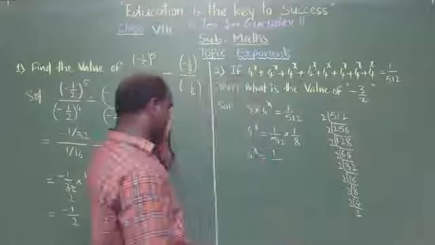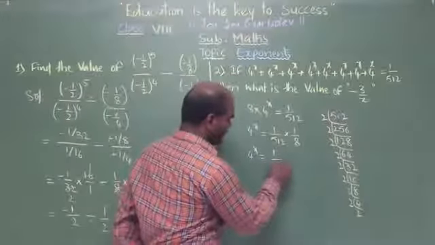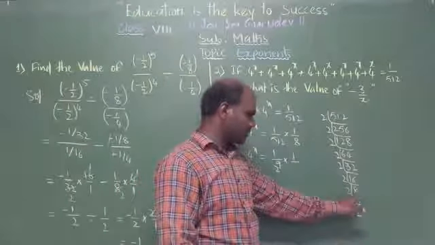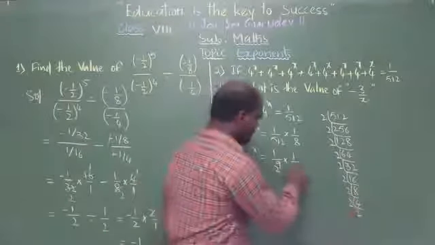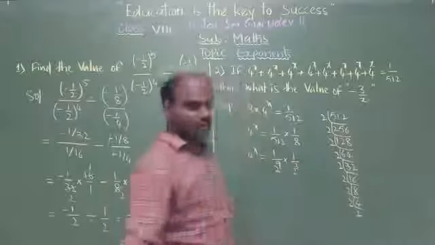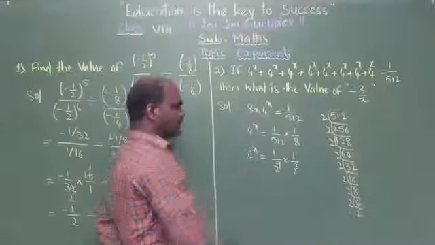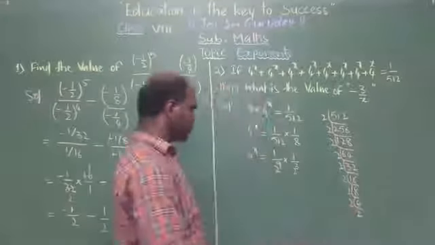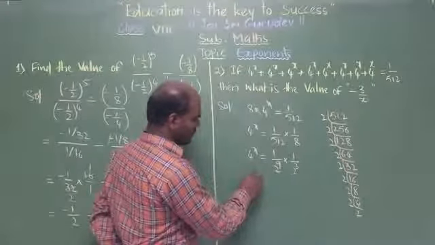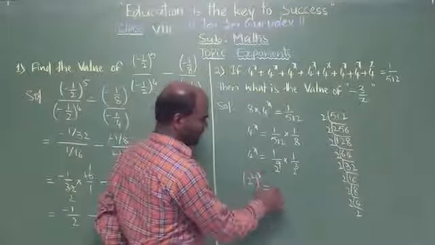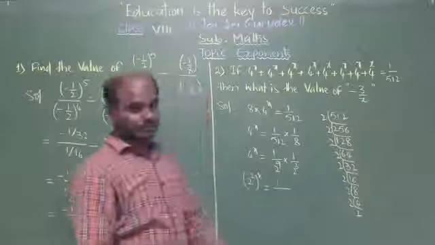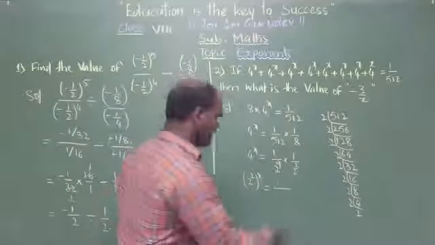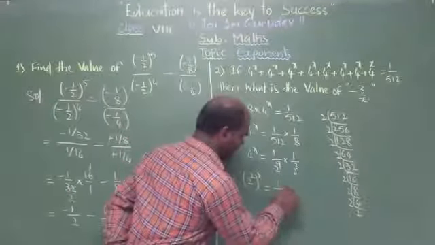So 512 will become 2 power 9, and 1 by 8 will become... how many times will we get this line? 8 will become 1 2 3, that means 2 power 3. Then 4, how much should you get? 4 will become 2 2, that means 2 square, children. That is 2 square power x is equals to 1 by 2 power 9 into 2 power 3, which will become 2 power 9 plus 3.